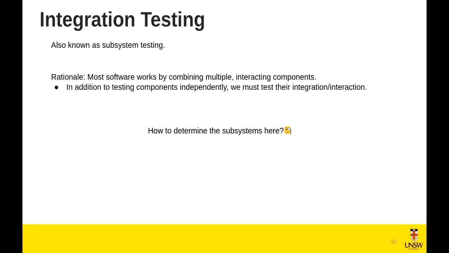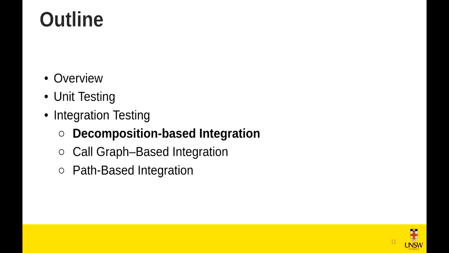The key question here is, how do we determine the subsystems? If we have a very large piece of software with many different smaller components, we can combine them in multiple different ways. So how can we systematically determine the subsystems is the key. We have different strategies for this kind of integration. The first one is decomposition-based integration.